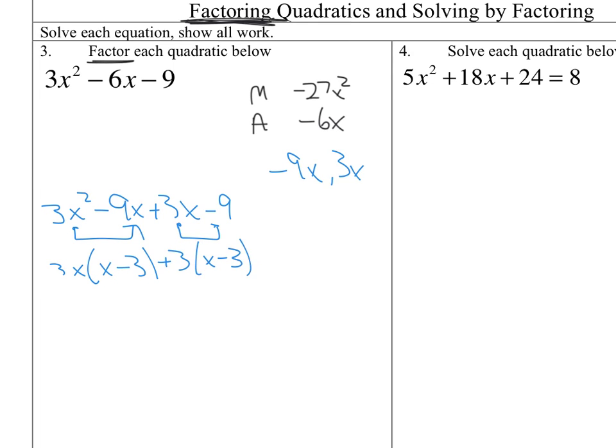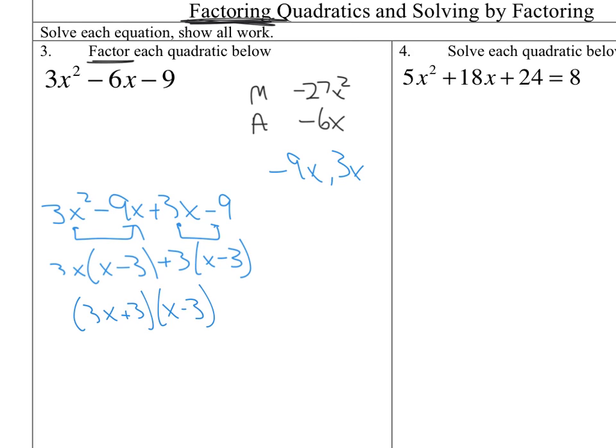If you're scared or not sure if you're right, you can always mentally multiply this back in. 3x times x is 3x squared. 3x times negative 3 is negative 9x. 3 times x is 3x. 3 times negative 3 is negative 9. That was a cool little toy I just played with. And then you go to 3x plus 3 and x minus 3.